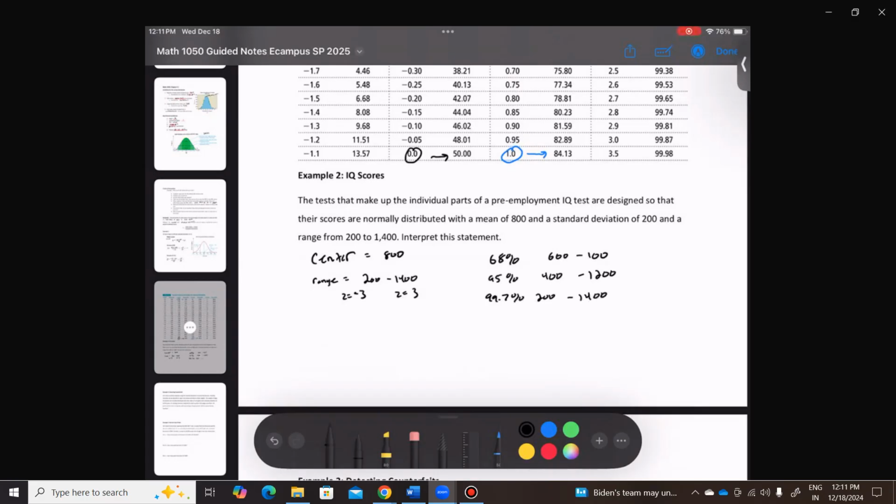Right. That's how this is being distributed for this situation. And all we did to get these numbers is add or subtract the standard deviation from the mean: 1 standard deviation away, 2 standard deviations away, or 3 standard deviations away.